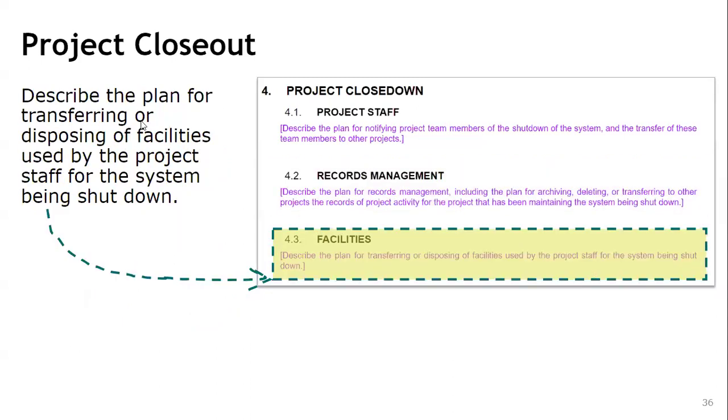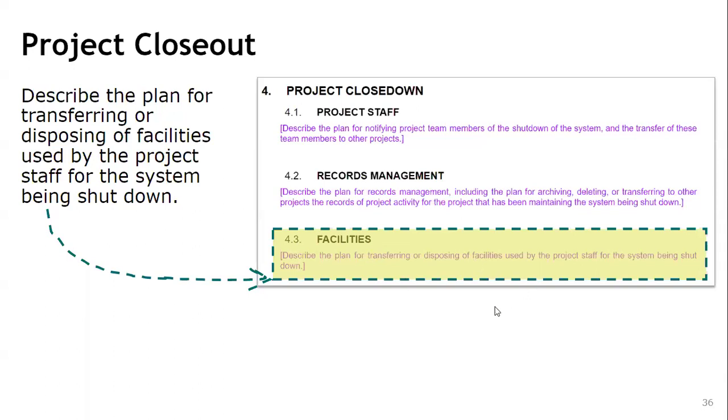Describe the plan for transferring or disposing of facilities used by the project staff for the system being shut down. So there could be several facilities being used by the older system. So in that case, we need to check it. We need to describe the plan for transferring or disposing facilities.